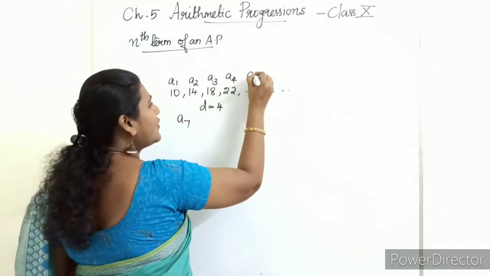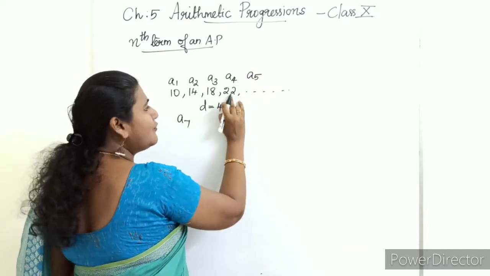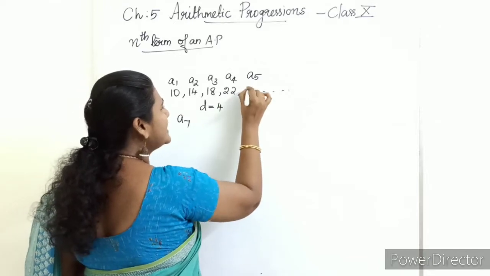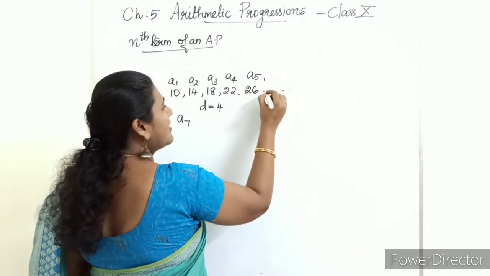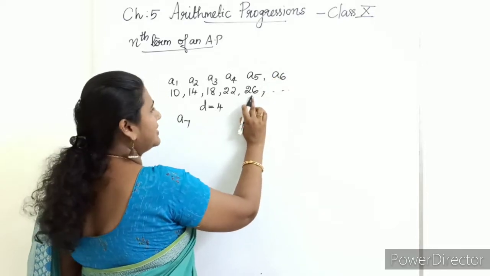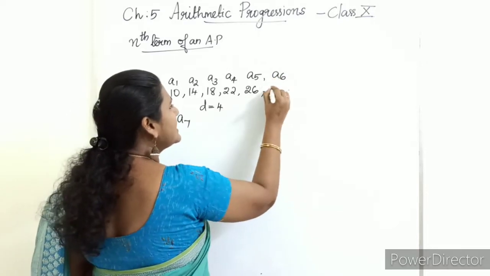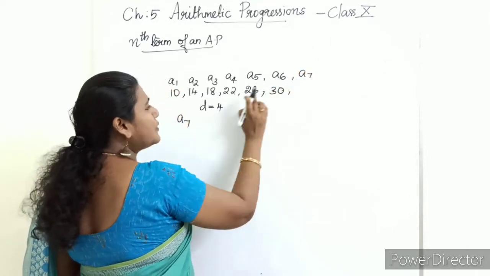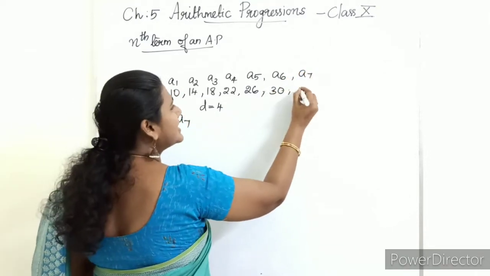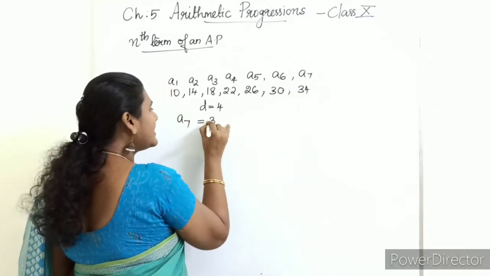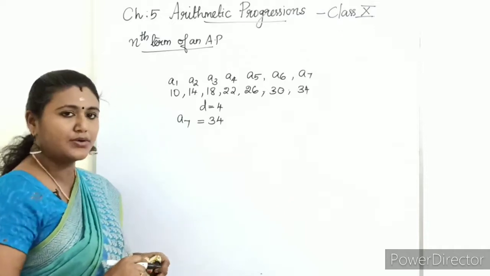So we can find A5 by adding 4 to the fourth term. So that is 22 plus 4 is 26. Again we can find A6 by adding 4 to the fifth term. So 26 plus 4 is 30. So we can find the seventh term. Again we have to add 4 to the sixth term, that is 34. So we got the answer, A7 is equal to 34.